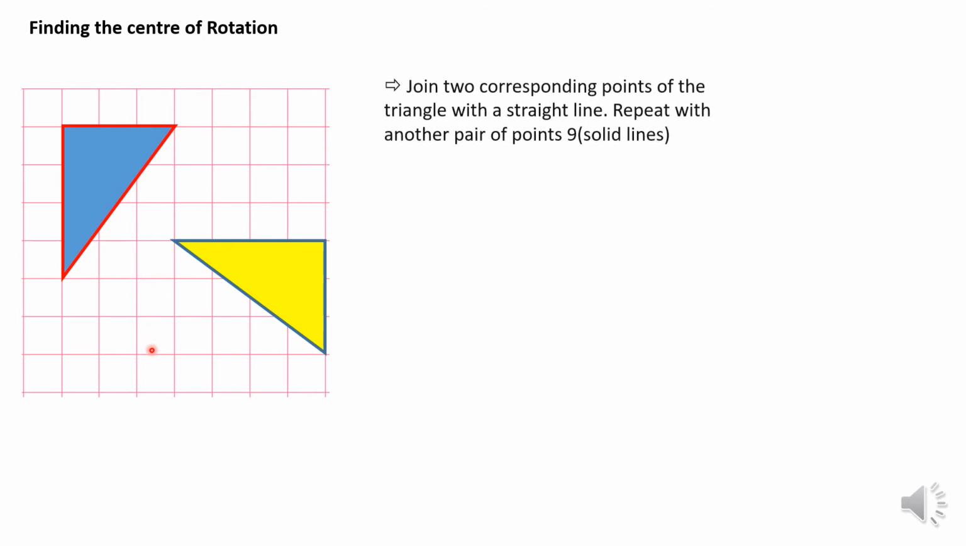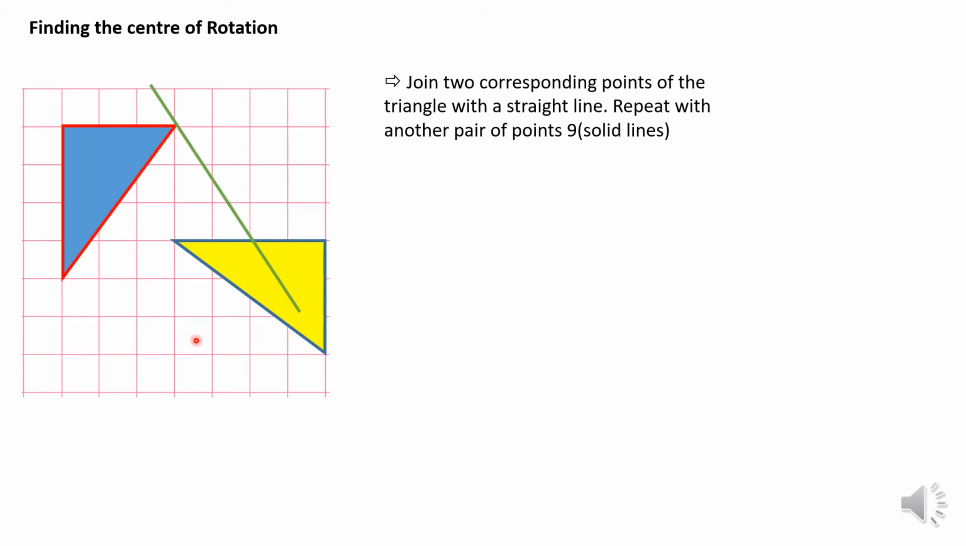Right, how do we find the center of rotation? I briefly spoke about this. If you are given two shapes like this and they want you to find the center of rotation, this is where you need a ruler and a pair of compasses. The first thing is you join corresponding points. For example, I take these two points and join them with your ruler, a straight line. You can also do the other ones, but two should be enough because it's a triangle.